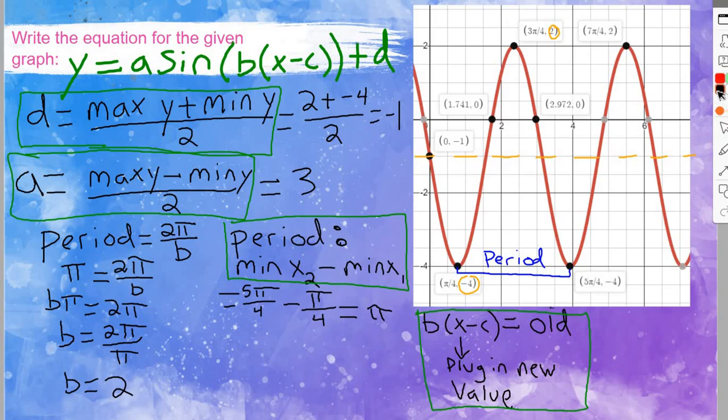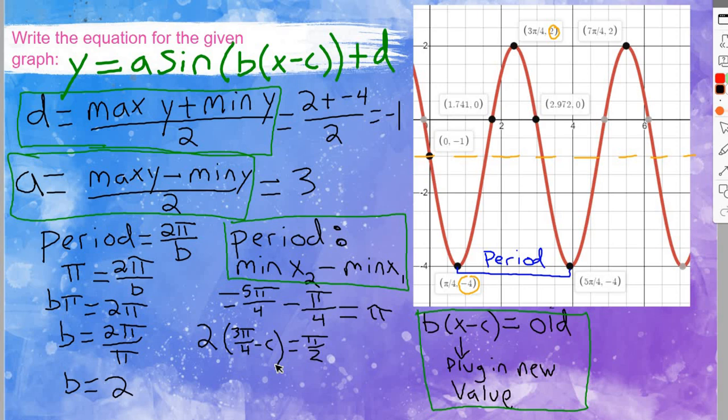We'll use the b value that we just found. So what's our b? 2. Okay. We said that our old maximum is at pi over 2. Agreed? Where's our new maximum, or like the first one? 3 pi over 4. Okay. So I'm just setting up an equation now where I can solve for c, which basically tells me how far it took me to get from pi over 2 to my new maximum.